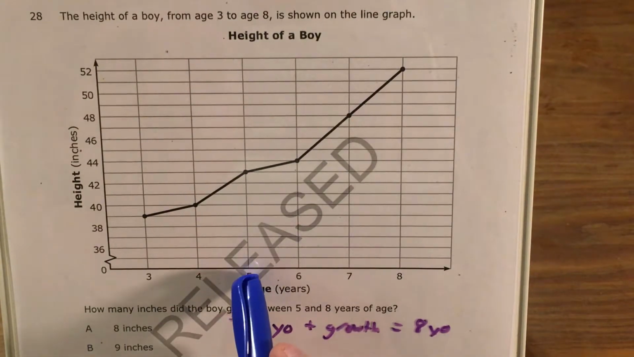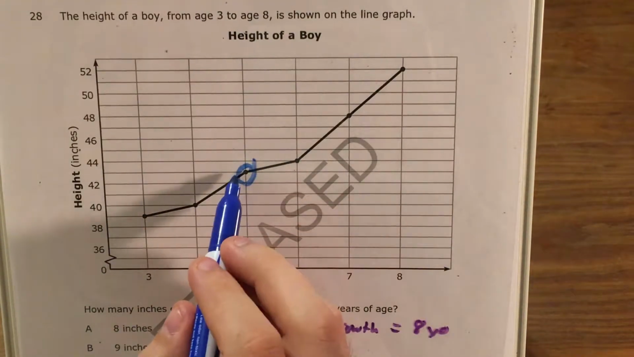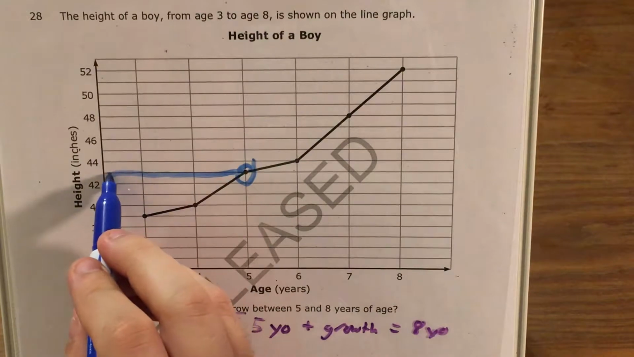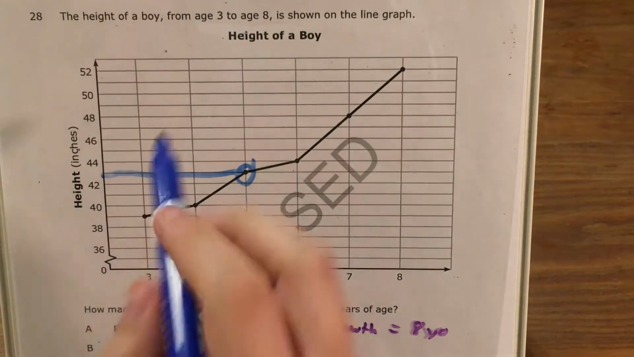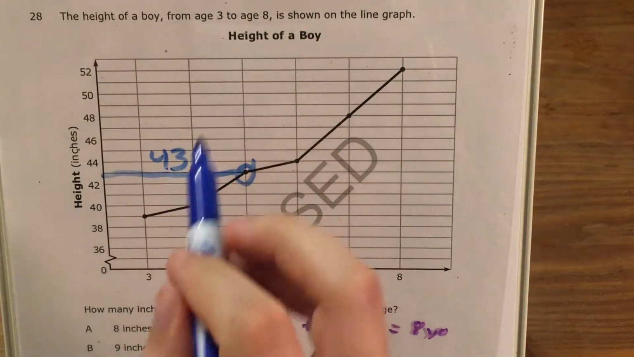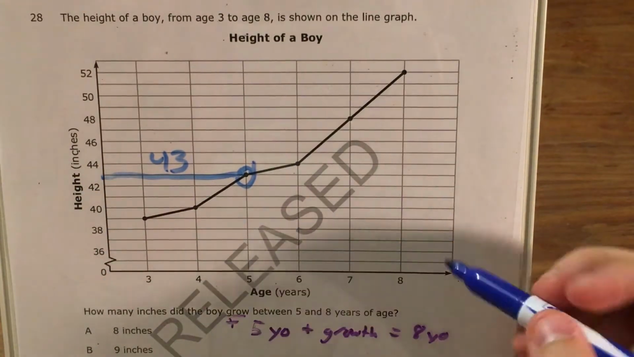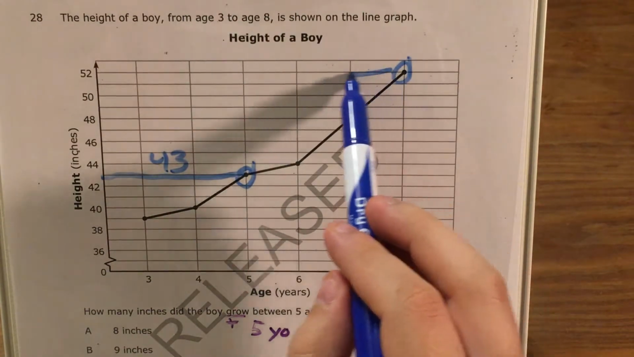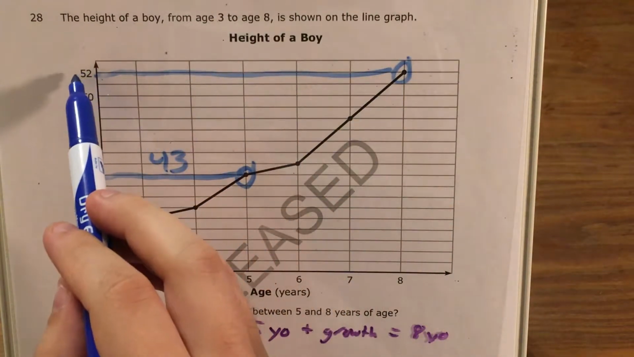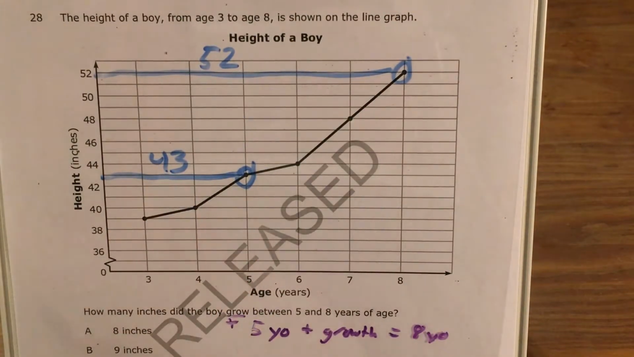So if he's 5 years old, here's the dot that represents how tall he was when he was 5 years old, and I can draw a little line to the left and see what number that goes with. Now this is right between 42 and 44, so I have no problem just saying that this is 43 inches because it's right between 42 and 44. I come up to 8 years old. Here's the dot that shows how tall he was when he was 8, and we come over here and this hits 52 exactly. So when he was 5 years old, he was 43 inches tall. When he was 8 years old, he was 52 inches tall.